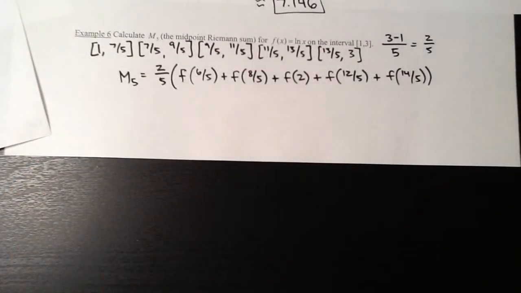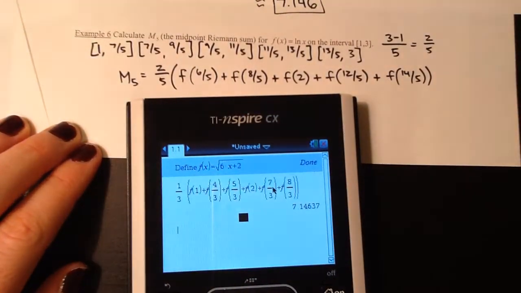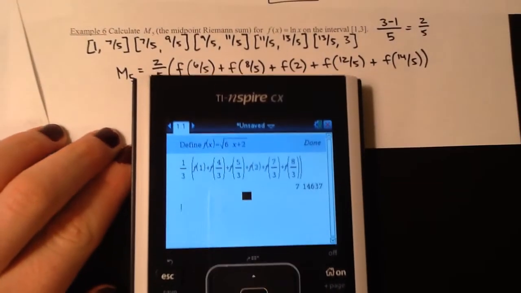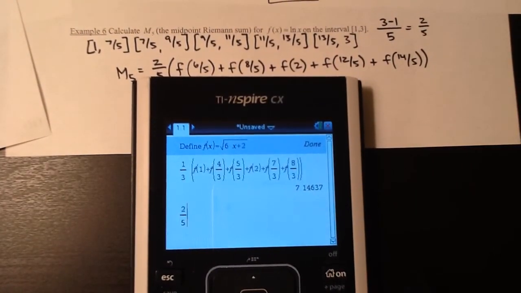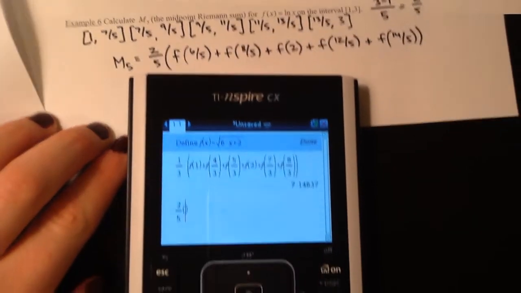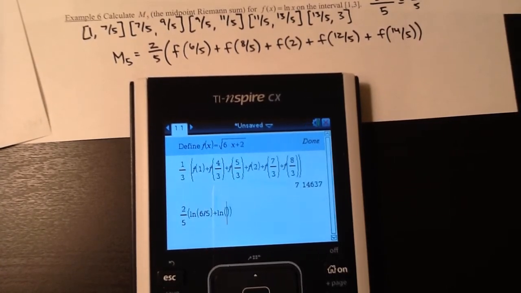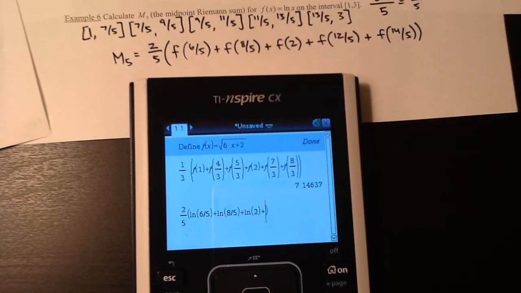Okay, so depending on the calculator you have, I'm going to show you guys on the Inspire. If you've got a TI-84, 83, whatever, you can literally plug the whole function in. So let me show you how you do that, for instance, without defining. So you'd still put the 2/5 out front, but then in parentheses, you could plug things right into that function. So since it's just a natural log function, you could do natural log of 6/5 plus natural log of 8/5 plus natural log of 2 plus natural log of 12/5 plus natural log of 14/5. Okay, so you just plug it right in, get an approximation.